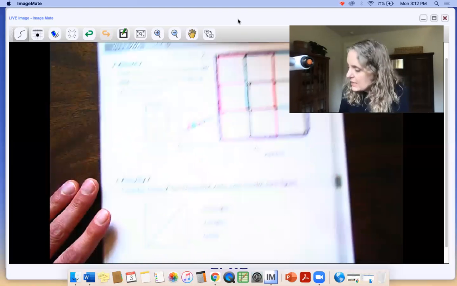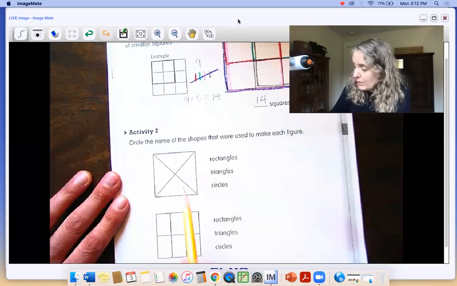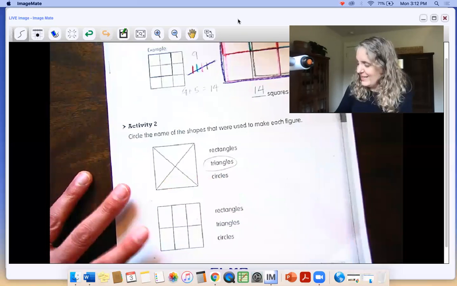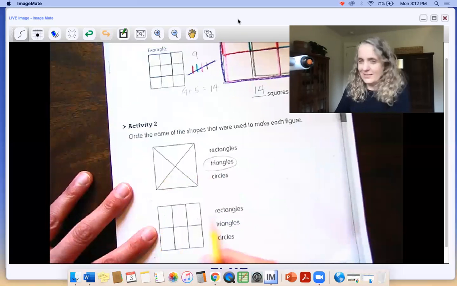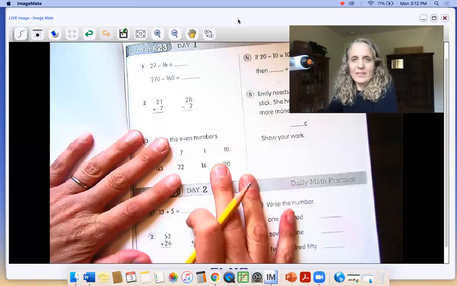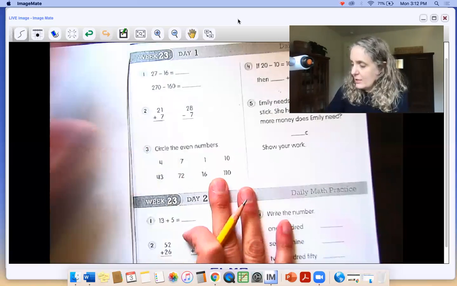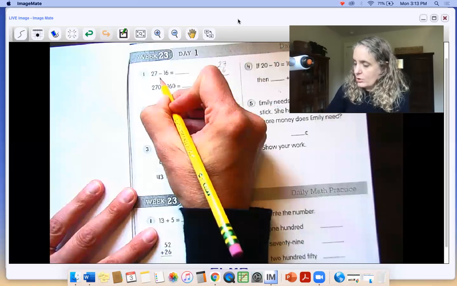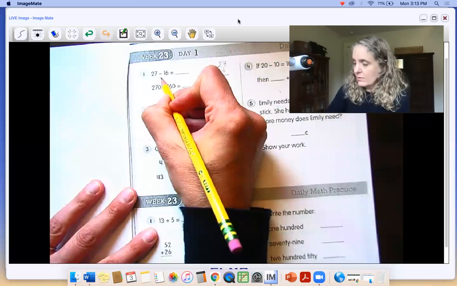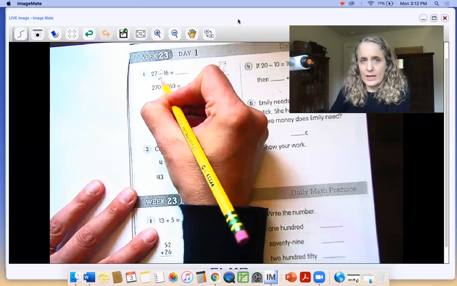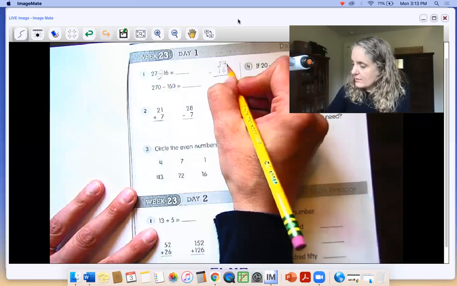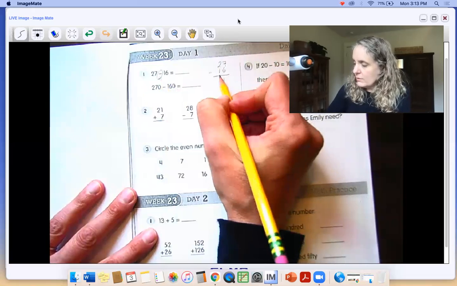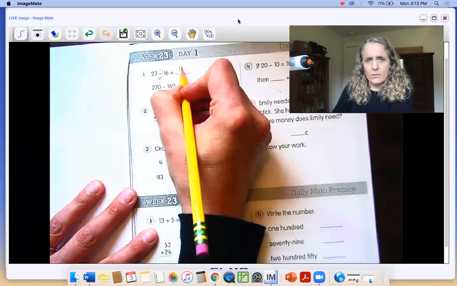All right, and then the shapes that were used to make this bigger shape, these are triangles, right? This is too easy for you. These are rectangles. All right, 27 minus 16, you could put it like this. And you have to make sure you look at the order of operations here. It's a subtraction problem, right? So 7 minus 6, those are the ones. We have 1 left over. These are the tens, 2 minus 1, 1. So it's 11.